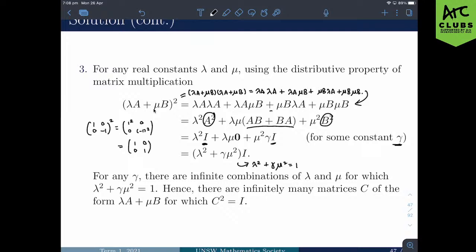And we can see that for any gamma that we choose, so for any B that we choose, there are always infinitely many combinations of lambda squared and mu squared such that this equation holds. And so that means that there are infinitely many combinations of lambda and mu that we can choose here. And so there are infinitely many matrices of the form lambda A plus mu B, for which its square is equal to the identity matrix.